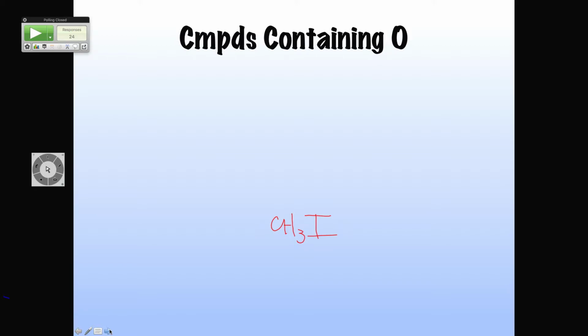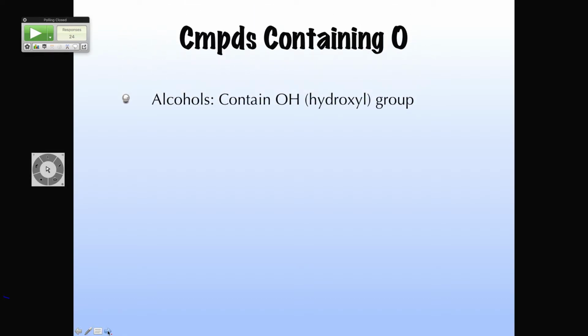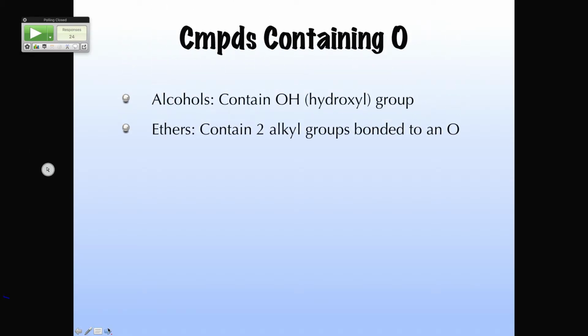Okay, compounds containing O. Okay, so what have we got with oxygen in it? You already know some of them. Alcohols contain OH, hydroxyl groups. Ethers contain 2 alkyl groups bonded to an O. Remember, an alkyl group is a carbon-hydrogen group.